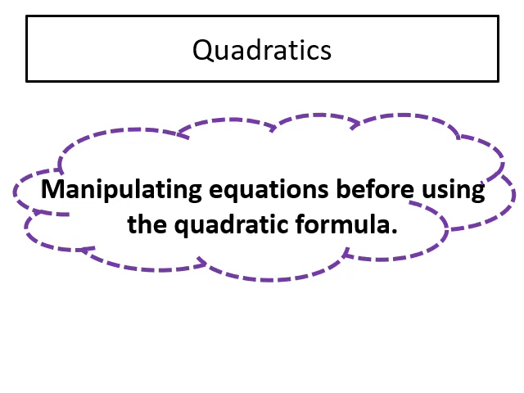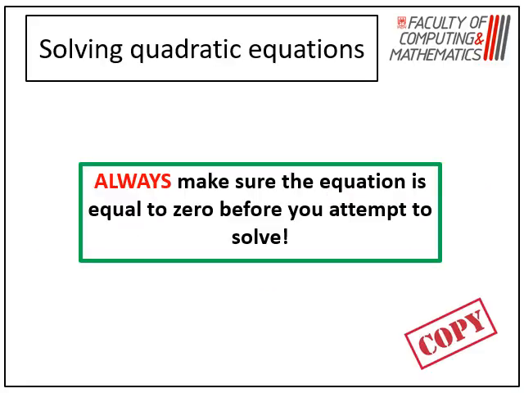Okay, another version that you might come across in the exam is manipulating the equation that you've got before using the quadratic formula. Now, you've met this when we did quadratic equations that you could factorise. So it does make sense that you might come across the manipulation ones with the quadratic formula as well. So I'm just going to run through a couple of examples with you. Again, just restating that you need to make sure that your equation is equal to 0 before you attempt to solve, whether that be by factorisation or by quadratic formula.